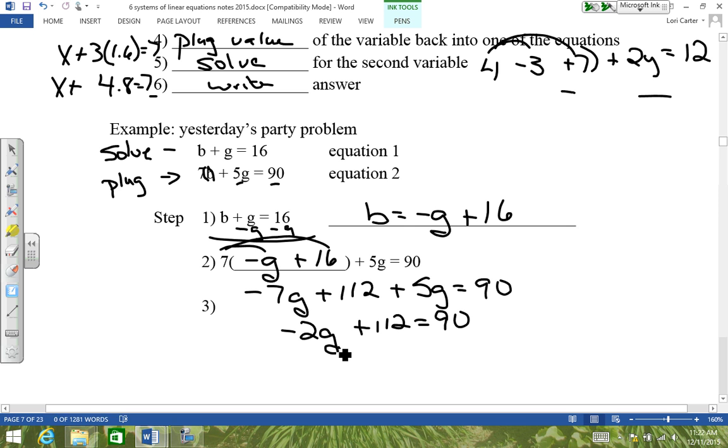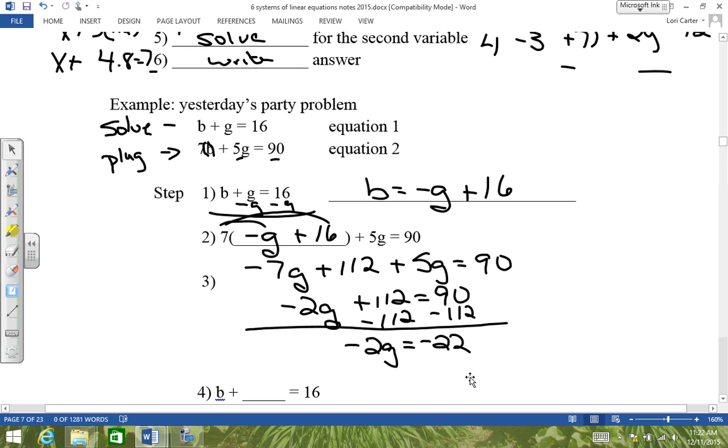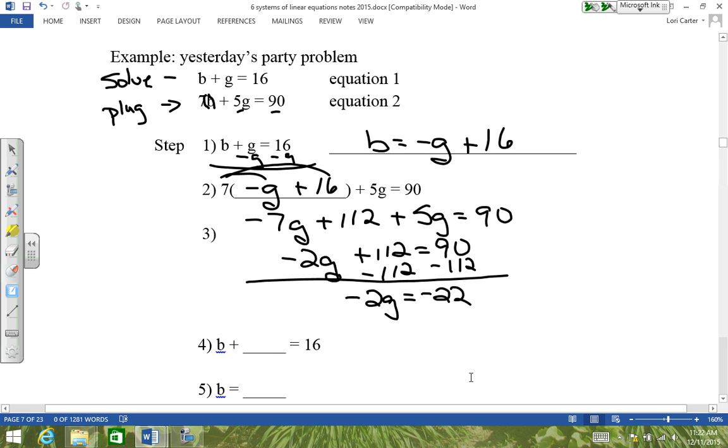Are we good to this point? Okay, subtract 112. That is negative 22. So negative 2G equals negative 22. Divide by negative 2. G equals positive 11, because a negative divided by a negative is a positive 11.